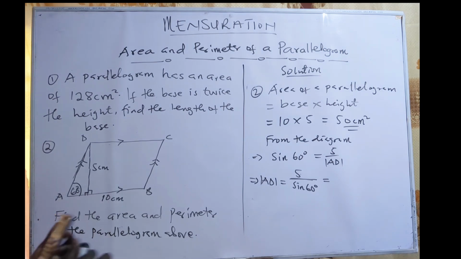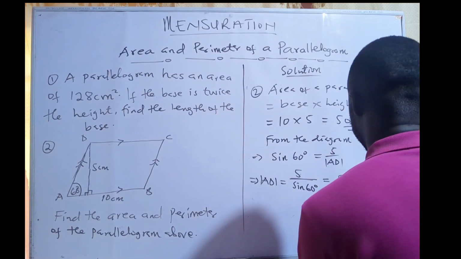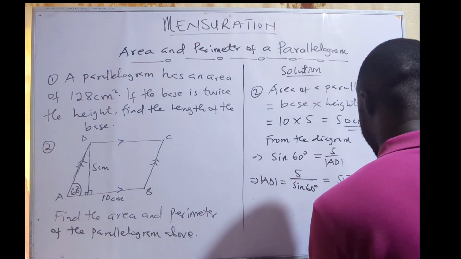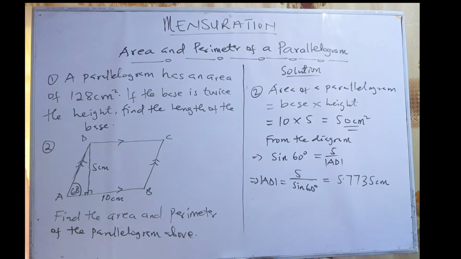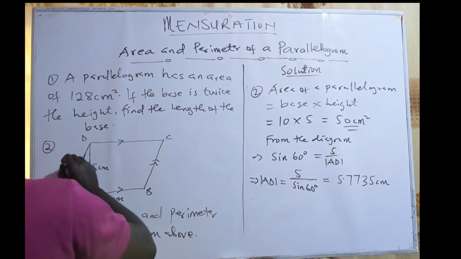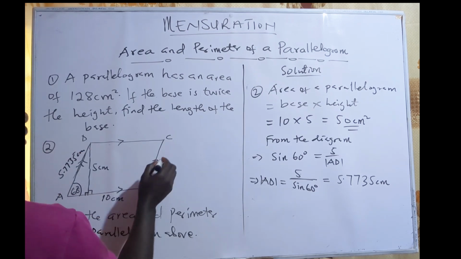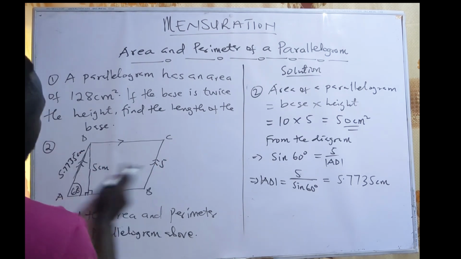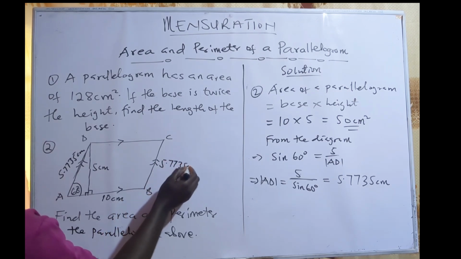Okay, so in decimal, that will give us 5.7735 centimeters. So this is the length of this side, 5.7735 centimeters, and this side is opposite to this side. The opposite sides of a parallelogram are the same, so here will be 5.7735.